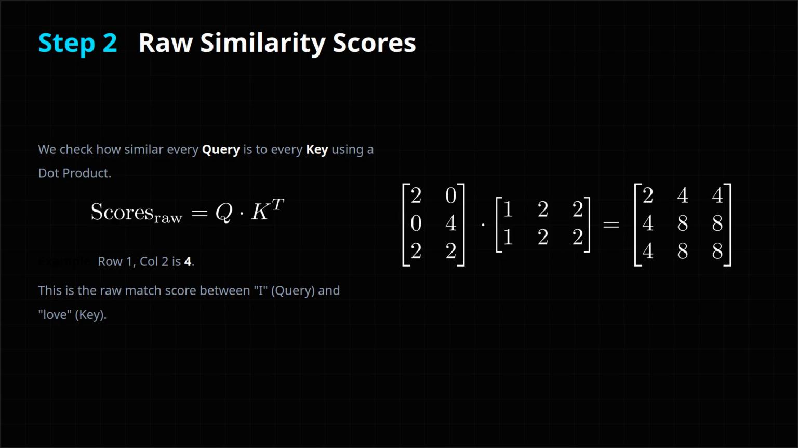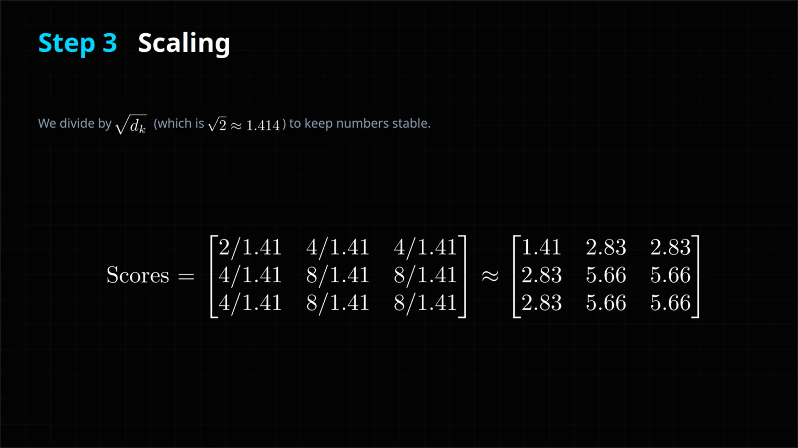So we take the query for "I" and compare it with the keys for "I," "love," and "cats." That gives us the first row of scores. We do the same for the query of "love" and for the query of "cats." The result is a small 3x3 table of raw similarity scores. Row 1 shows who "I" cares about, row 2 shows who "love" cares about, and row 3 shows who "cats" cares about.